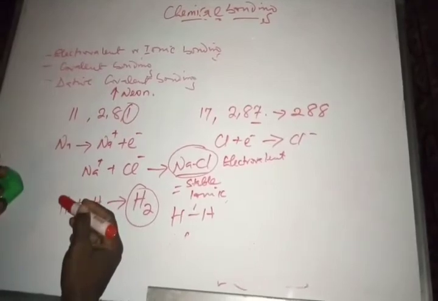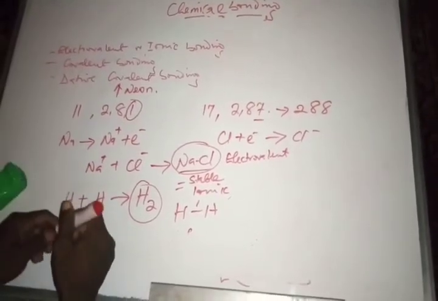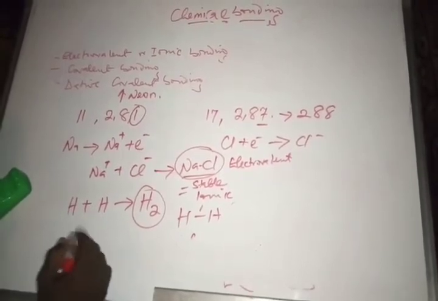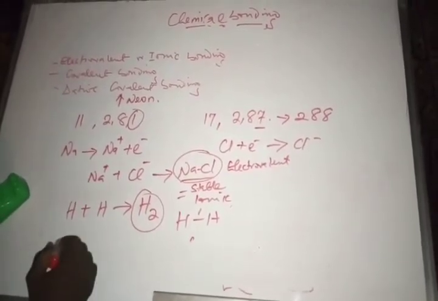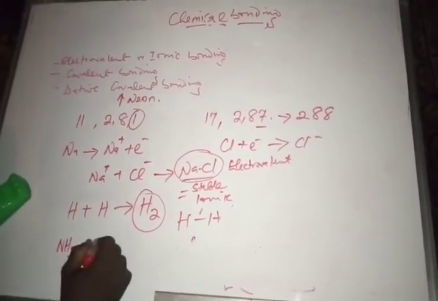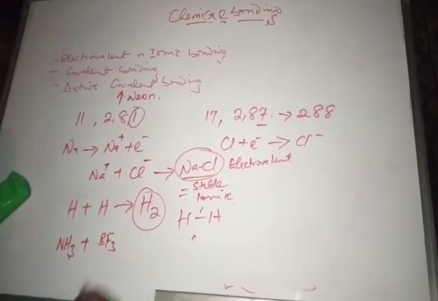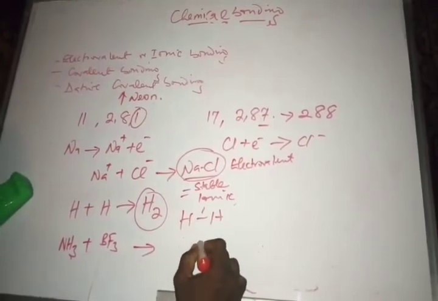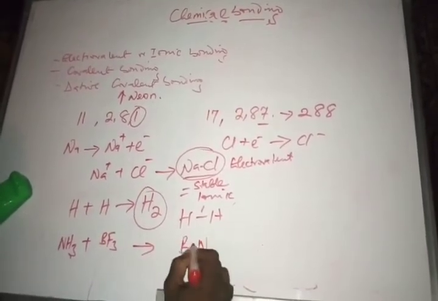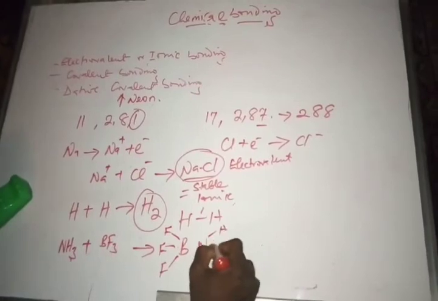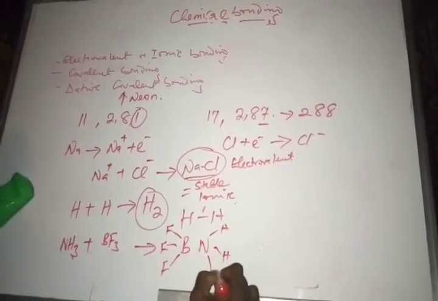Coordinate bond is another type of chemical bonding. What normally happens in coordinate bonding is that the bonding electron is normally supplied by one atom. For example, when you look at the reaction between ammonia, NH3, plus boron fluoride, a complex is formed. That complex is formed in this format. This is fluorine, fluorine, fluorine. This is hydrogen, hydrogen, hydrogen.